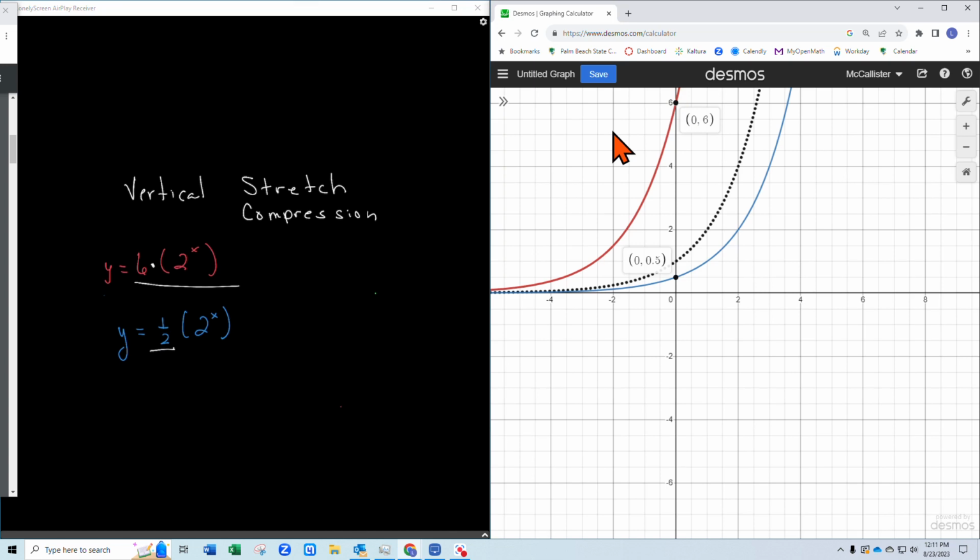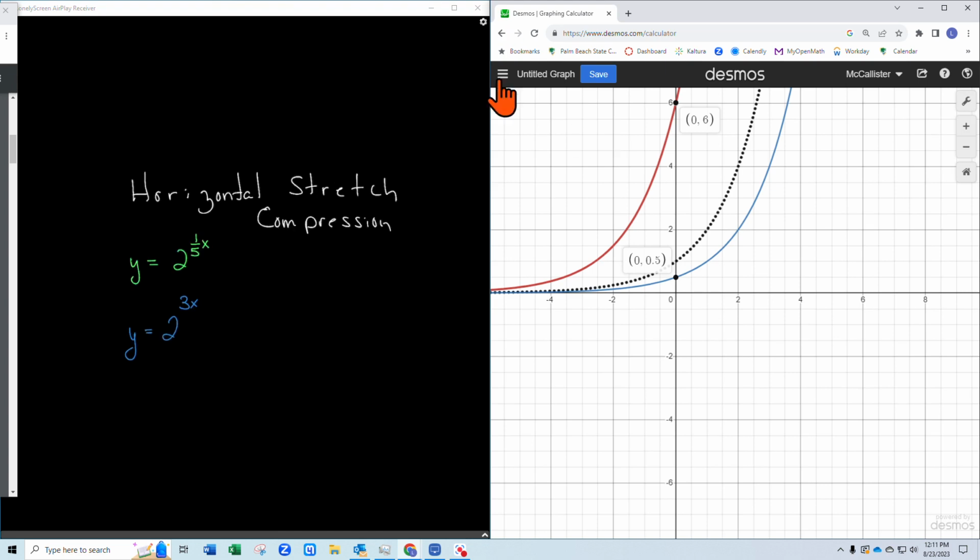And the way we say that is this is a stretch by a factor of 6, and a compression by 1/2.